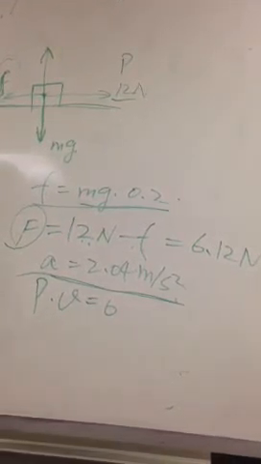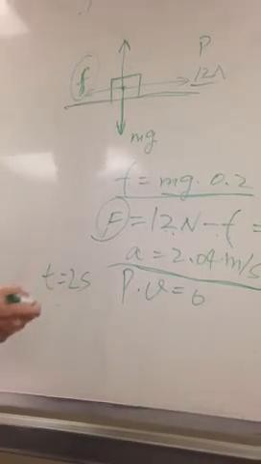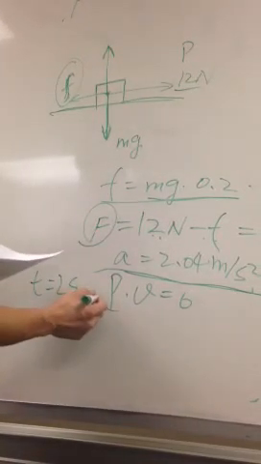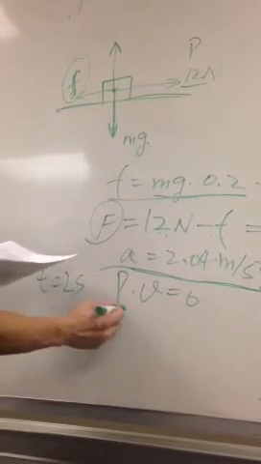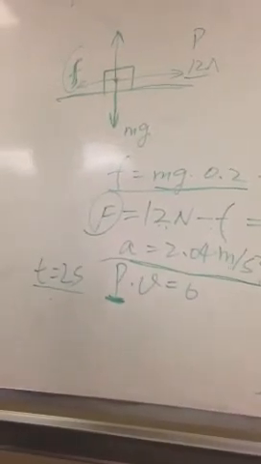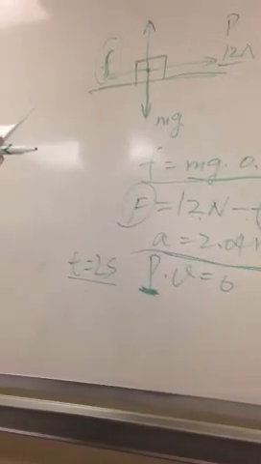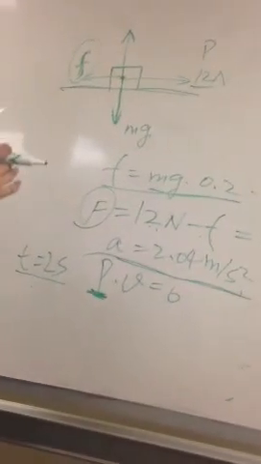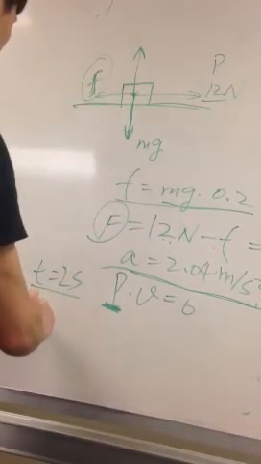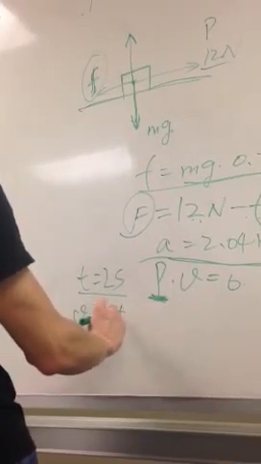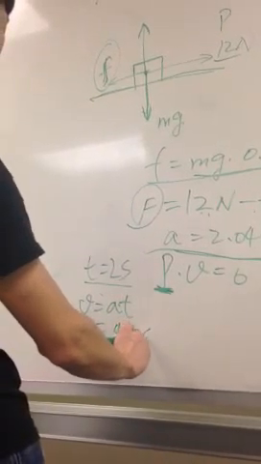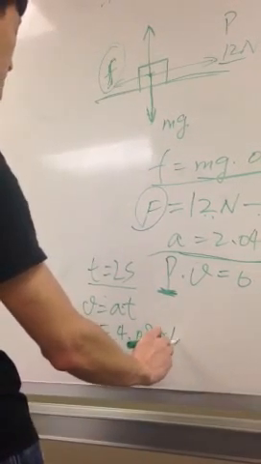Okay, and then you do the rate? Yeah. Because it's the work done by this P at t equals 2 seconds. We know it starts from rest. At the beginning, the velocity was 0. So when t equals 2 seconds, velocity will be at, which is 4.08 meters per second.